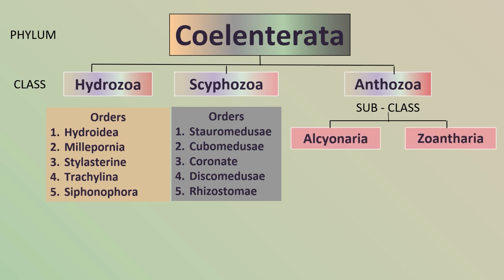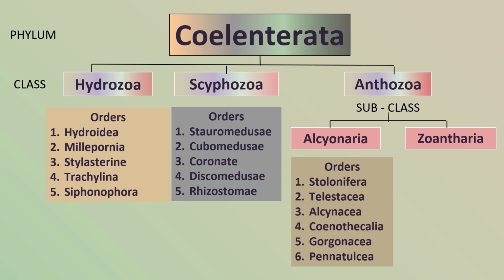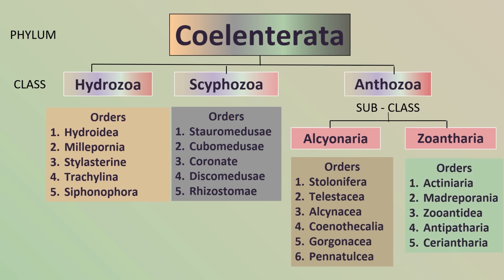The orders under the subclass Alcyonaria are Stolonifera, Telestacea, Alcyonacea, Coenothecalia, Gorgonacea, Pennatulacea. The orders under the subclass Zoantharia are Actiniaria, Madreporaria, Zoanthidea, Antipatharia and Ceriantharia.